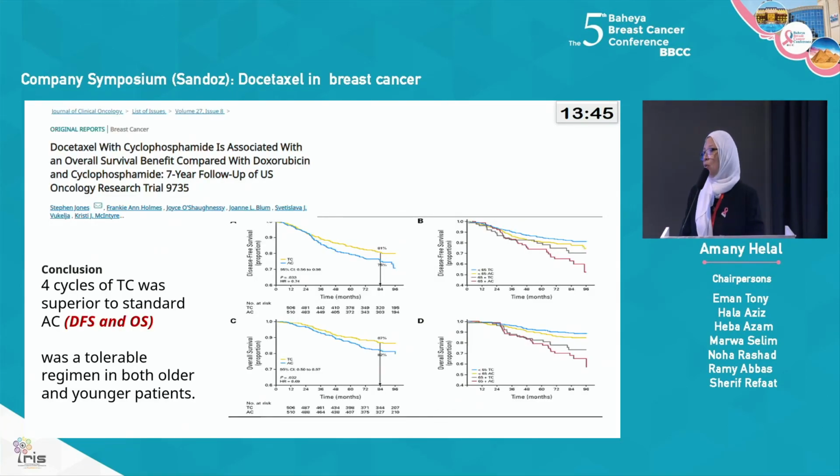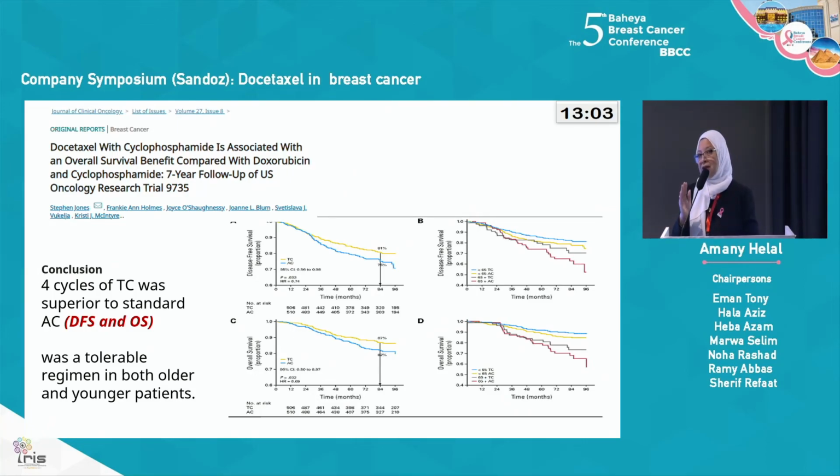I know the most commonly used adjuvant regimens are the anthracycline followed by taxane, but we have a subgroup of patients in which anthracycline is not a suitable drug, such as those with cardiac toxicity, the older population which cannot tolerate very toxic treatment, and those patients with good risk disease, lymph node negative but high risk, that do not require this very long treatment schedule. Comes the regimen of docetaxel with cyclophosphamide, which is associated with improvement in the overall survival and disease-free survival over the 4 cycles of AC.